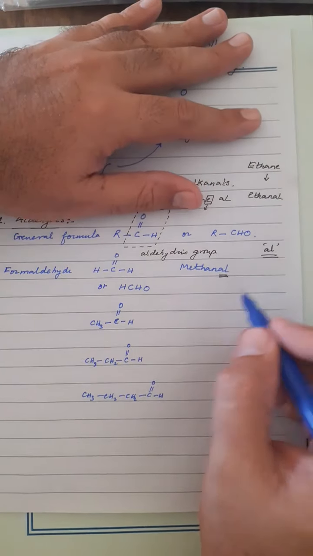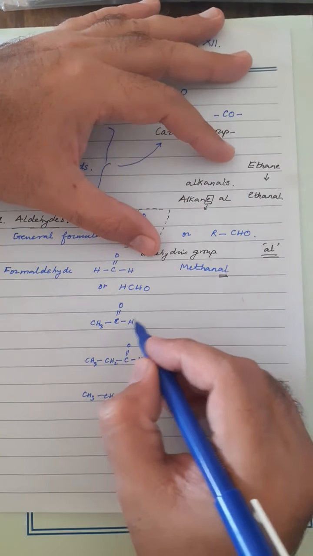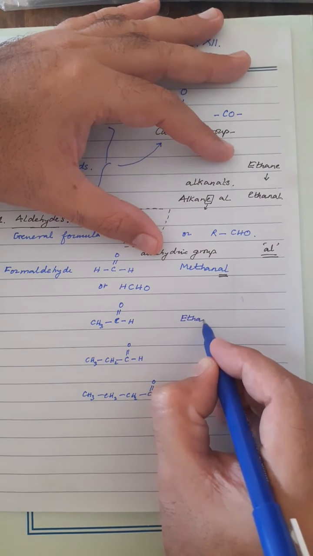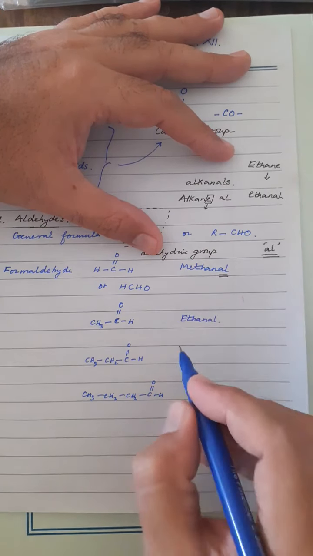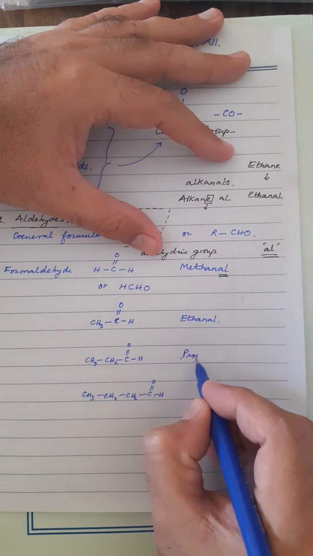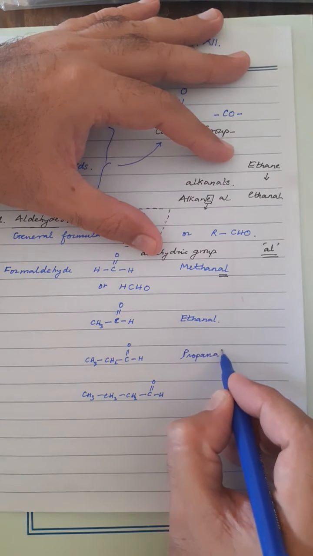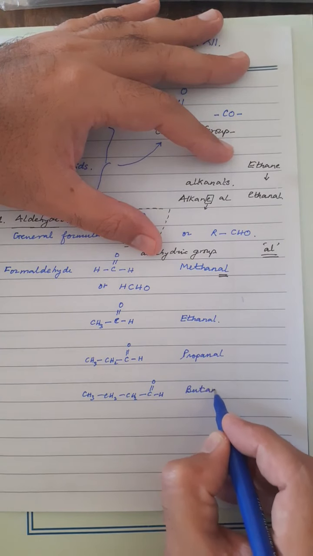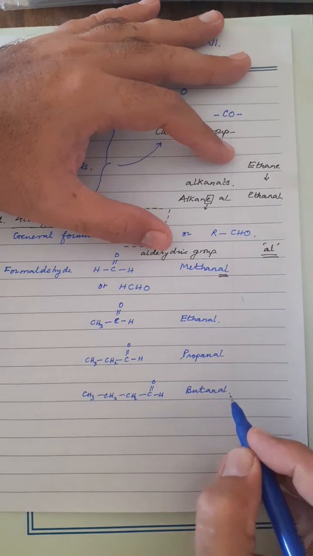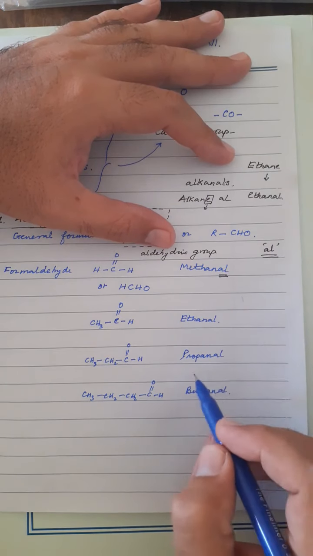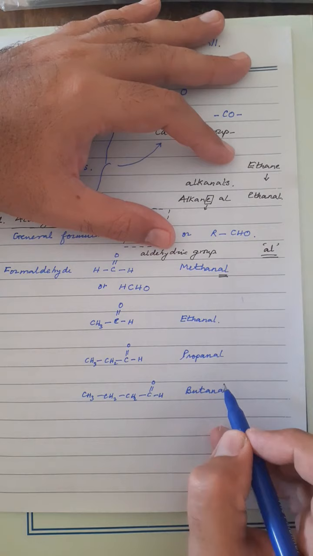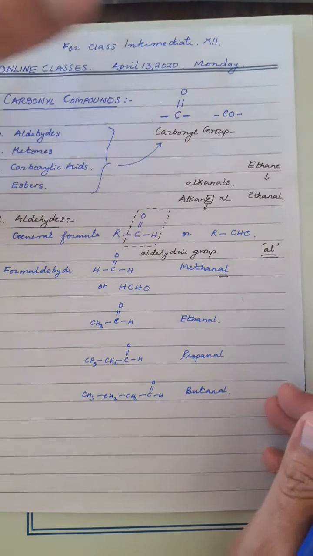So according to IUPAC, this is methanal, this is ethanal, this is propanal, and this is butanal. Now I'll recommend you to be very clear because ol and al are very, very near. So write very slowly and carefully so that al is expressed.